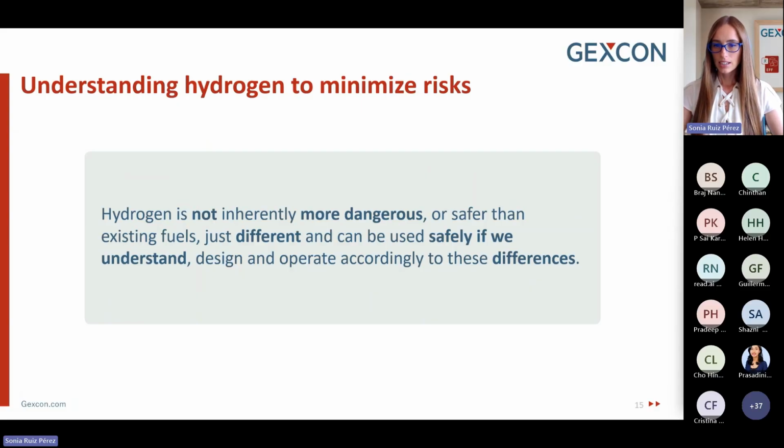At the end, the key takeaway here is that hydrogen is not more dangerous than other fuels, it's just different. So when we account for these differences in design and operations, hydrogen can be used safely, supporting its role in the energy transition. We just need to be aware and understand the different chemical and physical properties and how to ensure that it's safely used within operations.